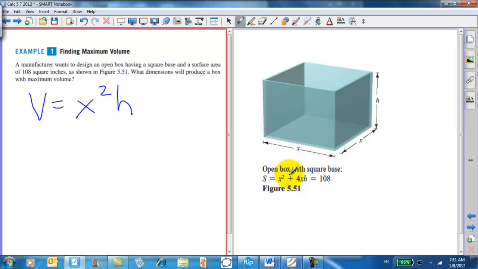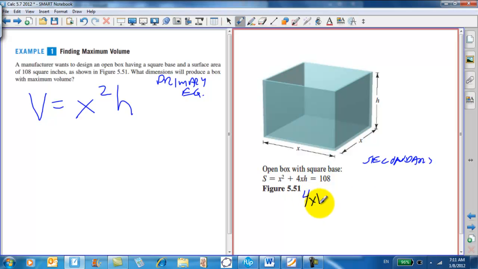So this is called a secondary equation over here, because it's not the thing we're trying to optimize, but it will help us get this main equation, this primary equation, into just two variables. The volume, which we want to maximize, and let's say something like x. So we can solve this equation for h. 4xh equals 108 minus x squared, because we set the surface area, which is basically the area of the bottom, and the four sides, which are each x by h rectangles. Set that equal to 108, which is the square inches.